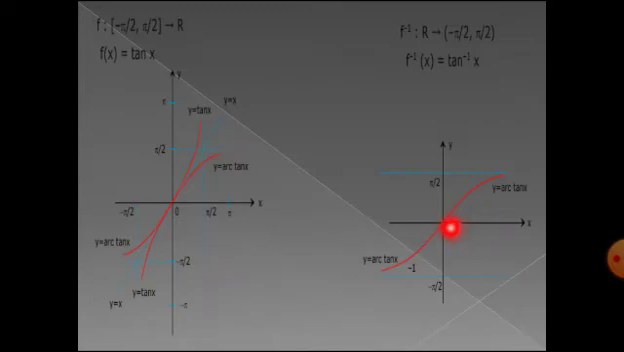Okay, tan 0, that is 0. Okay, pi by 2, it is nothing but minus 1. Here 1.